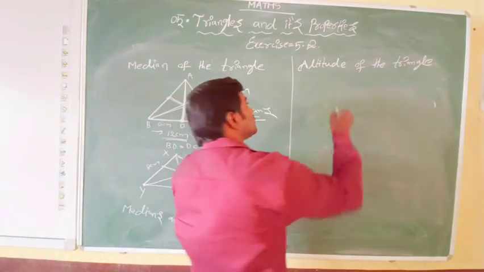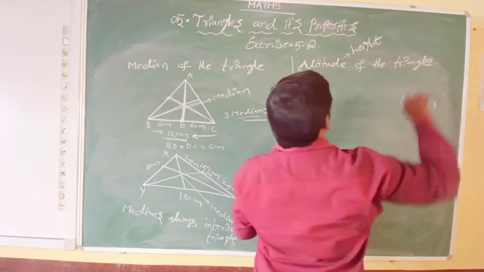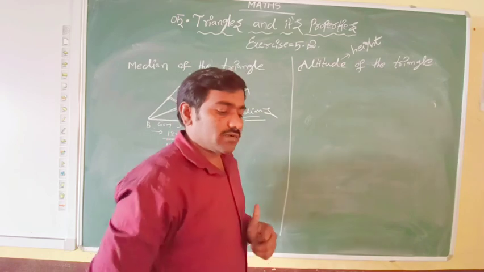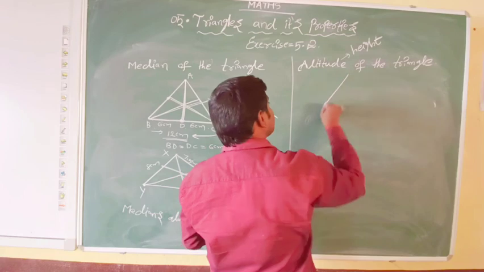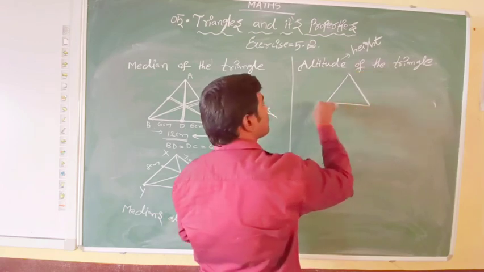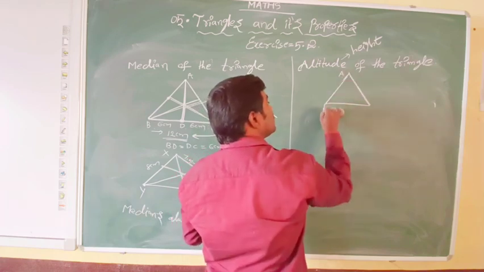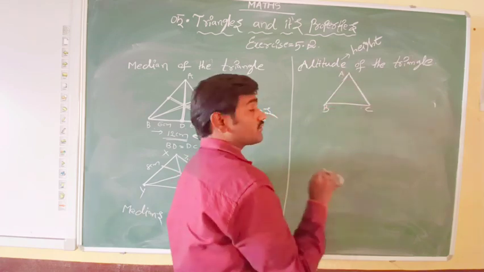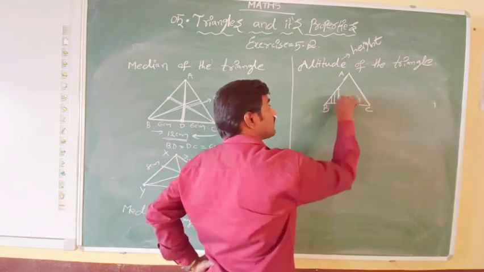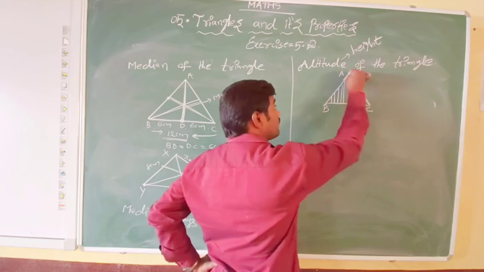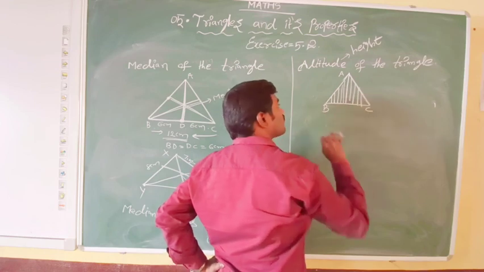Okay, altitude is nothing but a height of the triangle. See that here, suppose it is a triangle ABC. Carefully you need to observe this. This is very important. Here I can draw a line. Here also I can draw. From here also I can draw a straight line. Here, I can draw many lines.